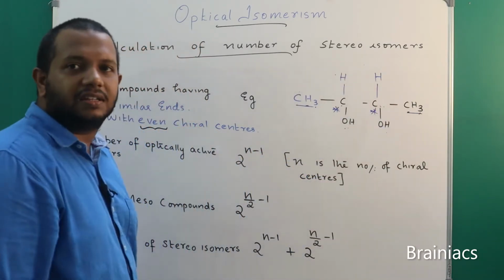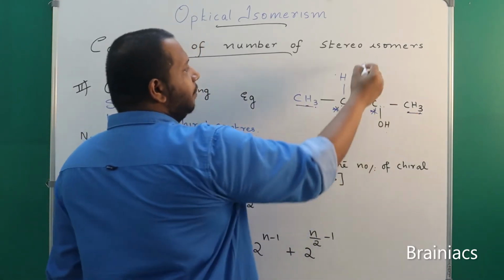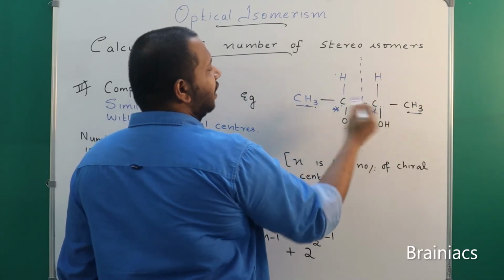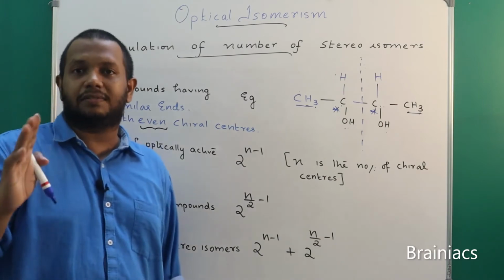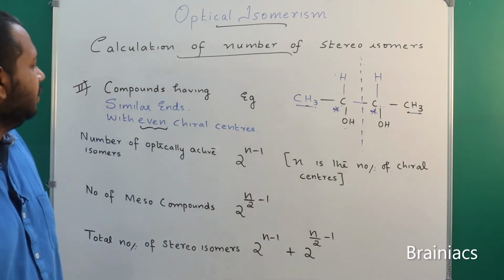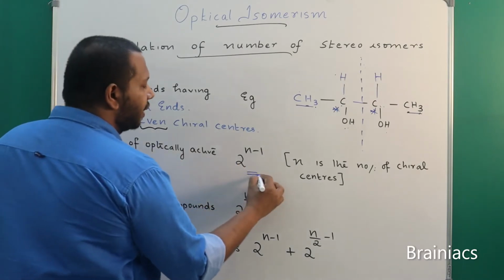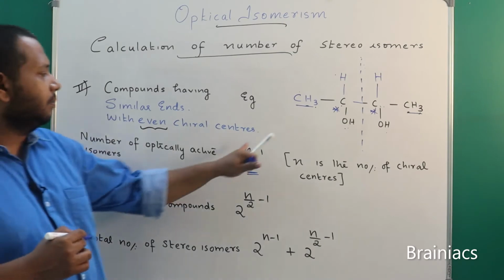But we can understand that since both ends are similar and you have two chiral carbons, if you draw a plane through the center, we can see both halves are similar. That means there can be the possibility of existence of a meso compound. So in this case, the number of optically active isomers is equal to 2^(n-1). Okay, 2^(n-1).